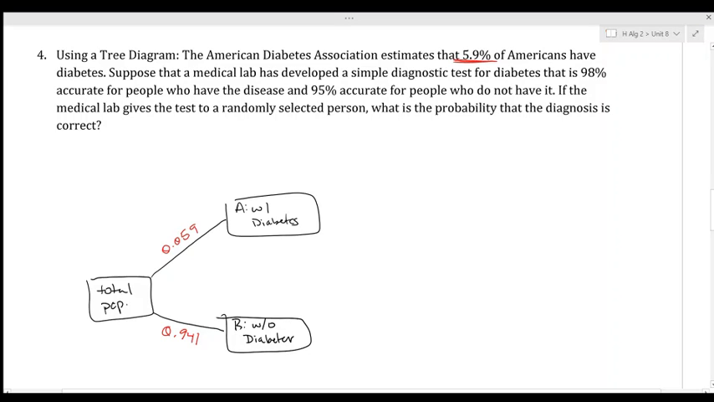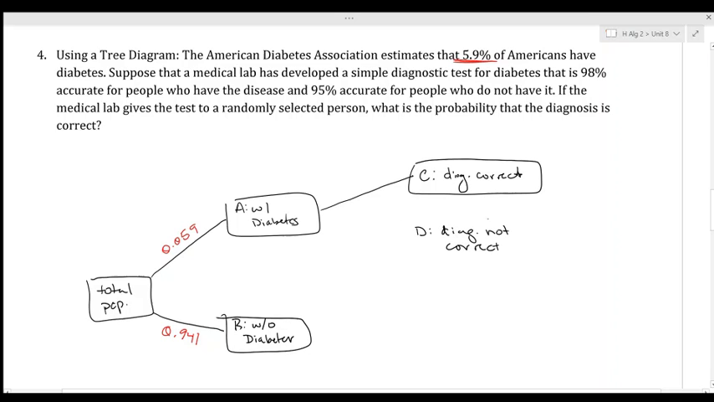Okay. Now we are told that the diagnostic test is 98% accurate for people who have the disease. So, drawing our tree diagram, we have C, diagnosis correct. I don't know how to spell diagnosis, so I'm going to write it as diagnose, correct. And then we have event D, which is diagnosis not correct, for people with diabetes. Now, we're told, again, that it is 98% accurate. So, when they use the test, it's 0.98 for correctness. But for not correctness will be 0.02, or 1 minus 0.98.